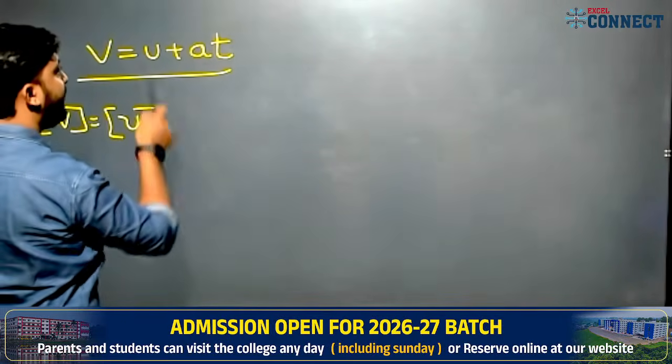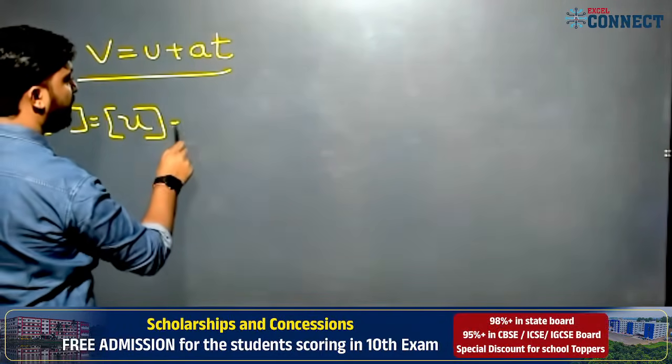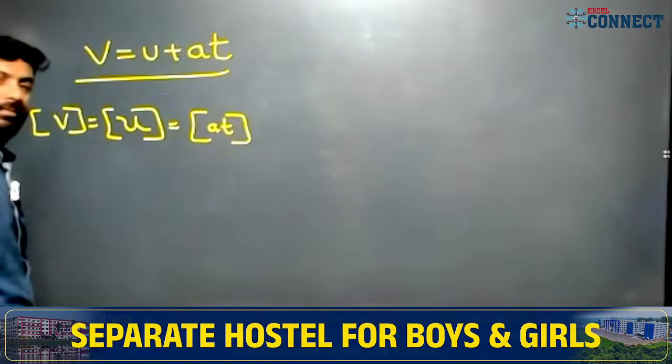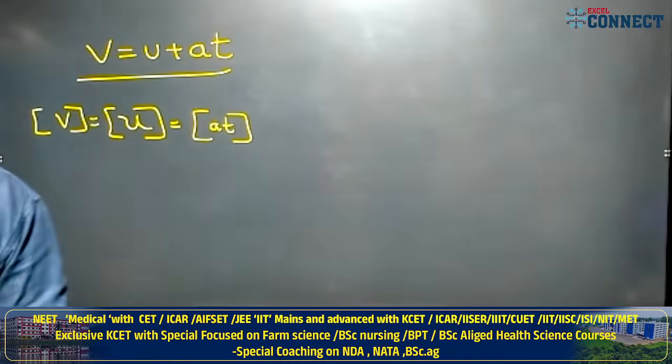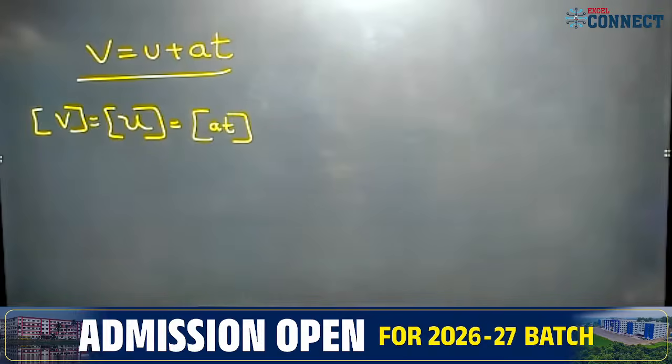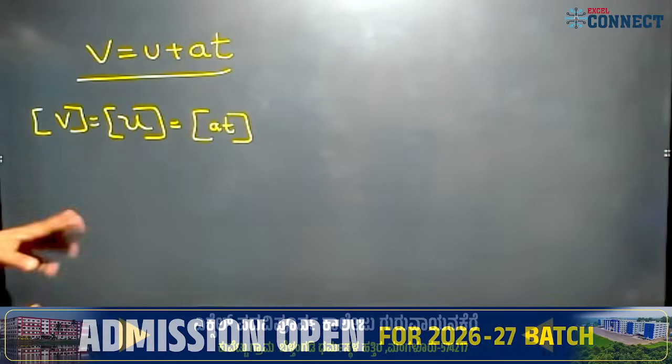These two are getting added, which means dimension of A into T should be same. See, equation dimensionally correct.